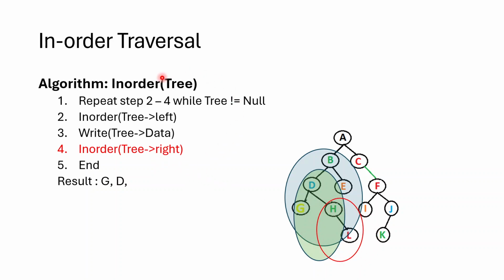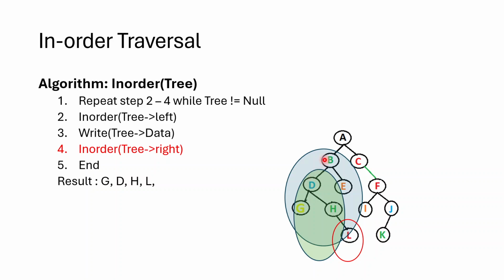Now what happens over here? For H, there is no left. It's null, so it comes back over here. Once the left child is not there, I will write the data of the root. So H is written over here. And then once again, the right side. For the right child, there is no left child, so it comes back to the root, writes the data, and then goes to the right side. There is nothing. So G, D, H, L is over. The left side of B is over.